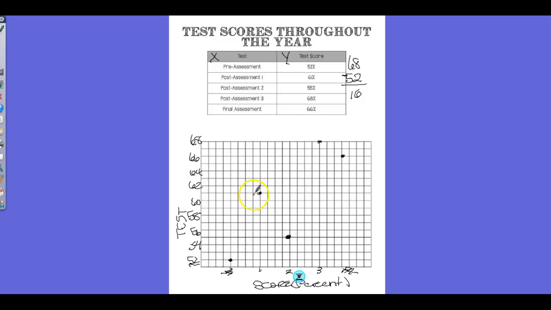Again, take your ruler and connect these dots. Peer review. And on this one, again, you could say it's cyclic, but it's pretty much, there's just no correlation between the assessment and how well they did. And that does it for test scores throughout the year.